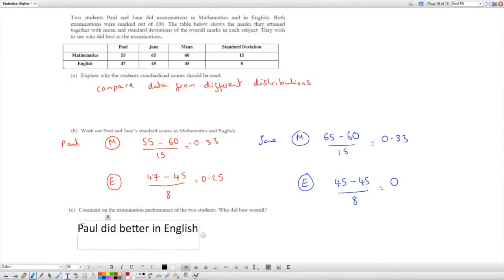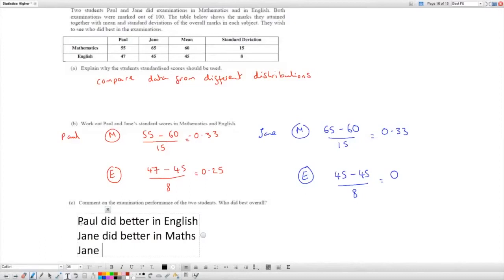When we look at the math scores, we can see that Paul's score is actually negative. So Jane did better in maths. And we can say the opposite way, that Paul did worse in maths and that Jane did worse in English. A further comment we can make about the two scores is that Jane did better overall because she didn't get any negative scores. So Jane did better overall as no negative scores.